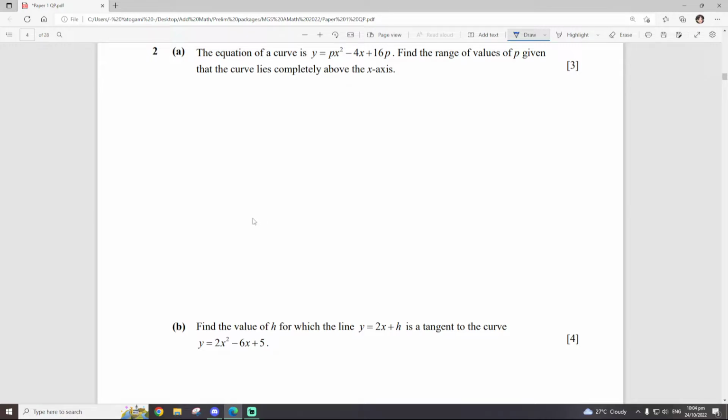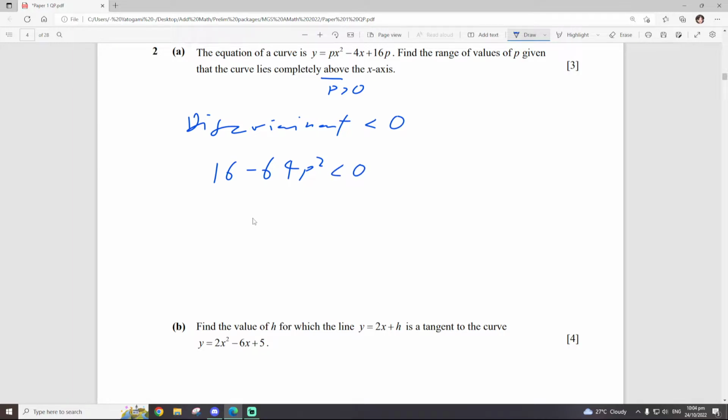Okay, equation of curve is this. Find the range of values of p. Curve lies completely above the x-axis. So completely above the x-axis, take note that this means a is positive. So we will of course consider the discriminant. Write discriminant less than 0, because there will be no solutions to the corresponding quadratic equation. So you will get 16 minus 64 p squared to be less than 0.